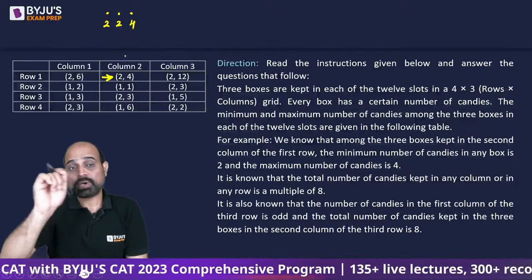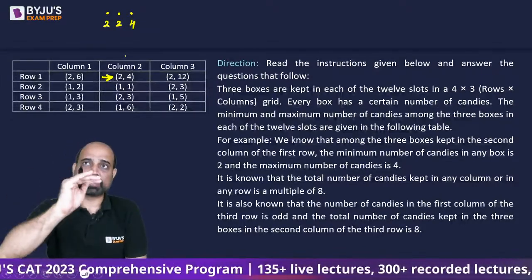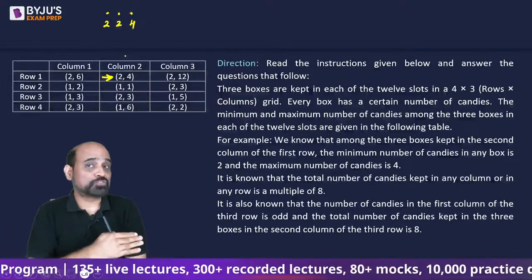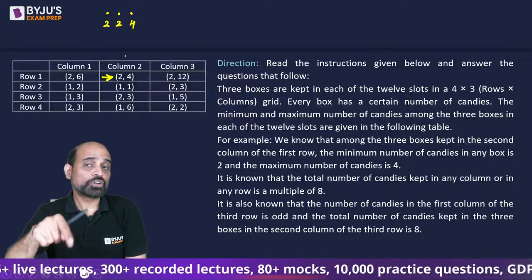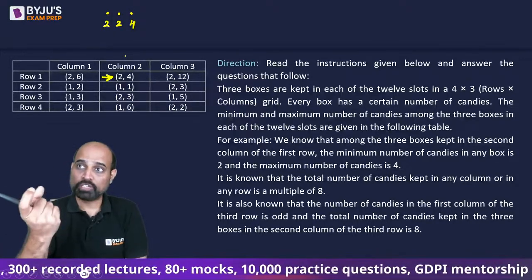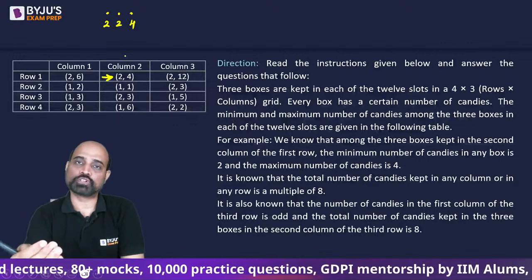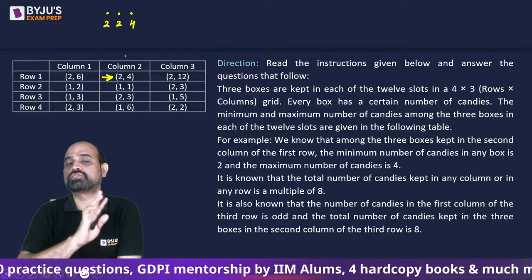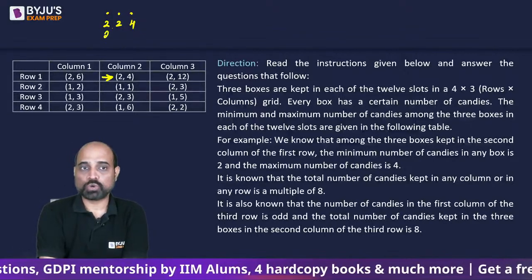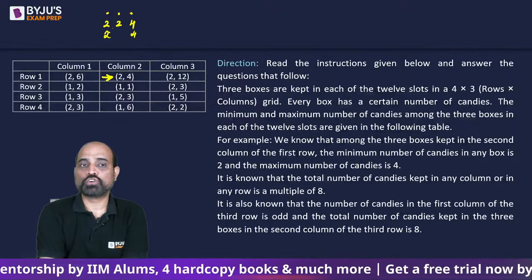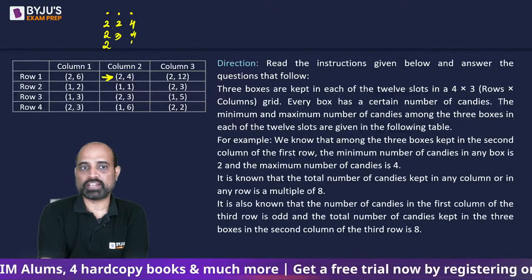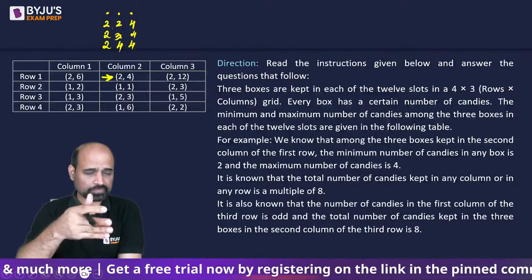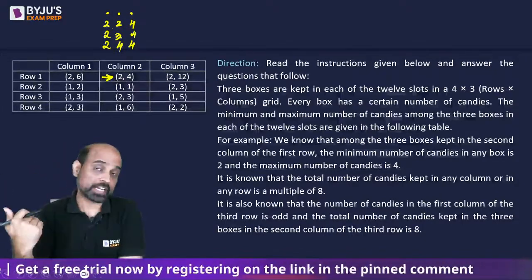See, 2 and 4 denote the number of candies that is the least and the most in any box, right? So you can't have 2 and 2, then that 4 is going to be irrelevant. That 4 tells you that one of the 3 boxes has 4 candies, and that 2 tells you one out of the 3 boxes has 2 candies. So you can have 2 2 4, 2 3 4, and 2 4 4. So the middle box can have 2, 3 or 4 candies, right? We cannot go beyond that.